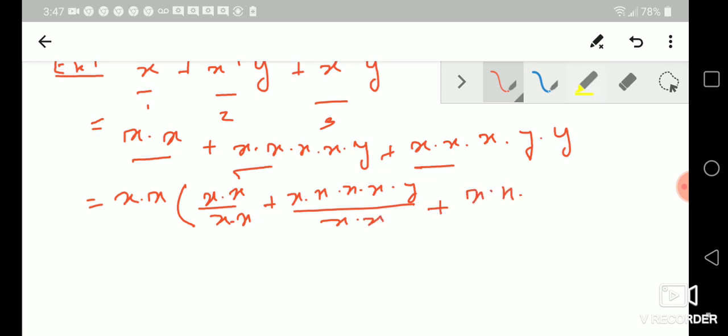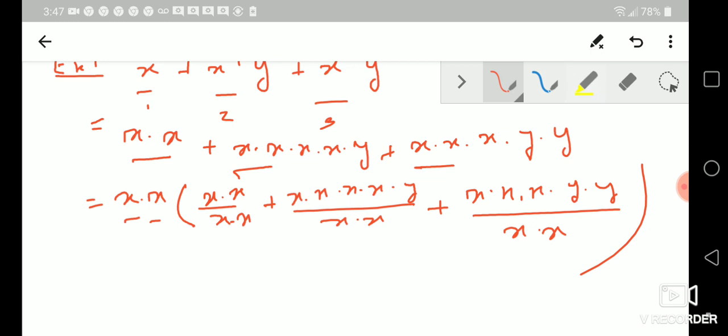and x dot x dot x dot y dot y, and we will divide this by x dot x. Whatever is common between all the terms, we take it out, and we want to write it in multiplication. To write it in multiplication, we have to divide all the terms by the factor. In our case, the factor is x dot x, and we will divide all the terms by x dot x, and we'll get the final answer.